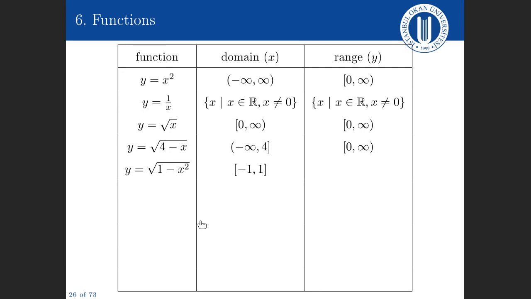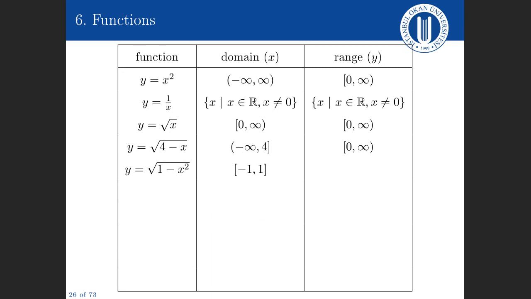To explain, if x is minus 1, we get the square root of 1 minus minus 1 squared. That's the square root of 0. That's fine. We can do that. We can do the square. If x is 0, we get the square root of 1. Not a problem. If x is 1, we get the square root of 1 minus 1, the square root of 0.